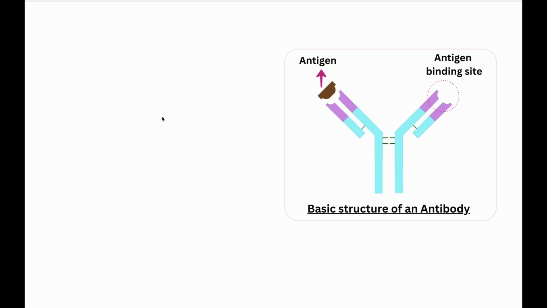Similar to the lock and key mechanism that we discussed earlier for enzymes, antibodies are also highly specific to the antigens that they can bind. In this case, the antibody or antibodies can be considered as the lock to which an antigen molecule can bind. So antigen becomes the key, whereas antibodies are the lock.